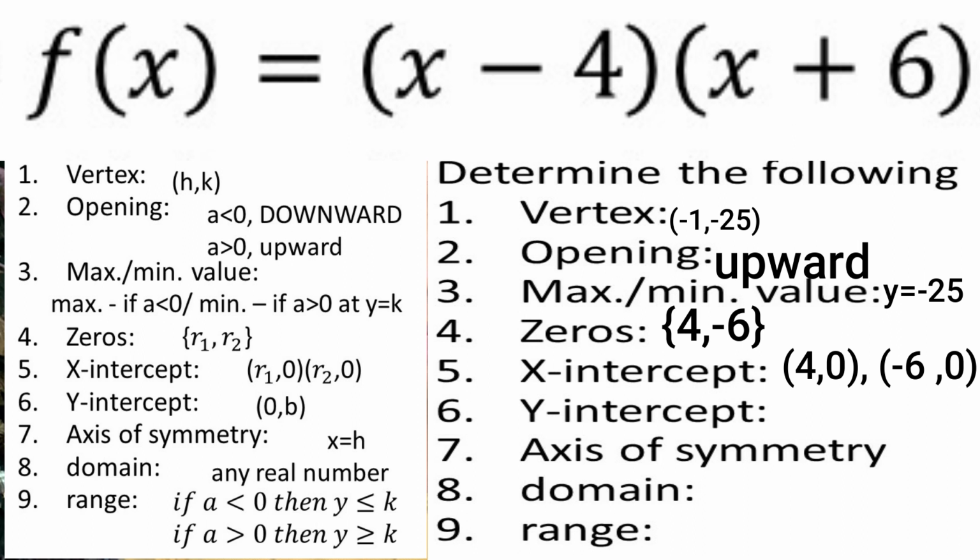For the y-intercept, we just need to substitute 0 for x. So our y-intercept will be (0, negative 24). Now let's have the axis of symmetry. So the axis of symmetry passes through the point (negative 1, negative 25). Since it is a vertical line, the equation will be x is equal to negative 1.